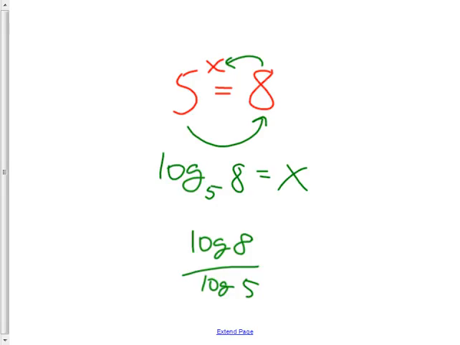All right. So, there's my blue marker. Next, I could put in a little base 10 if I wanted to. That's a base change from base 5 to base 10.